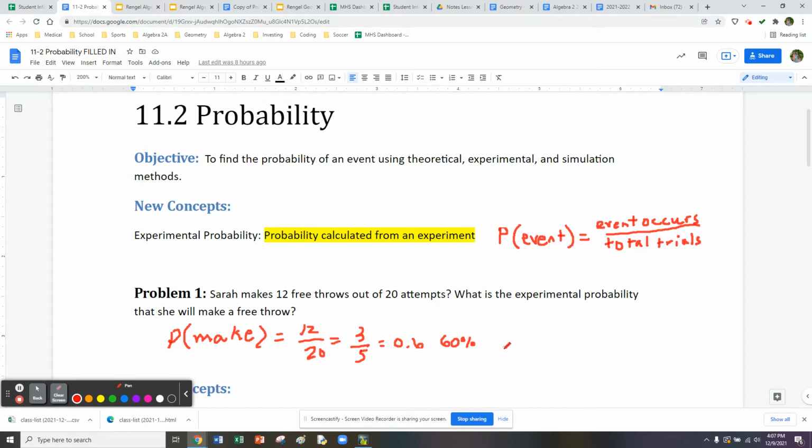Experimental probabilities then can be used to predict other occurrences. So for example, using this experimental probability, we could set up a proportion and figure out if she's made 3 out of 5 shots, how many shots can we expect her to make out of 25? And we can do a little cross multiplying and dividing and figure out that x would need to be 15. So you can use it to predict other calculations. Based on her experiment, we could expect out of 25 that she would make 15 total shots.